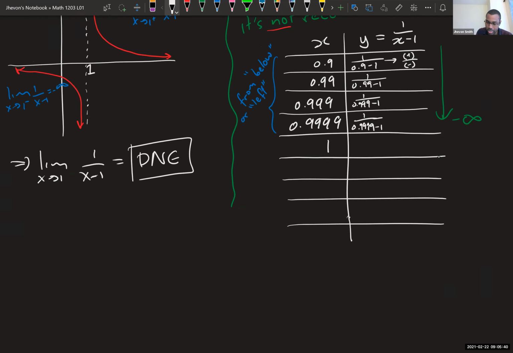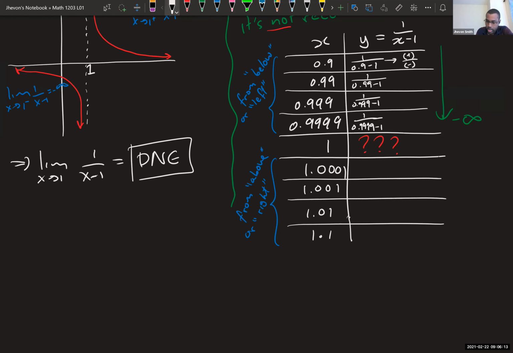Another thing you could have done is 1.1, 1.01, 1.001, 1.0001, right? And so now we're approaching 1 from the right. And again, we don't know what this limit is. So this is from above, or right. I should have done this in the top part of the rows, but the 0.9 came to my brain first.